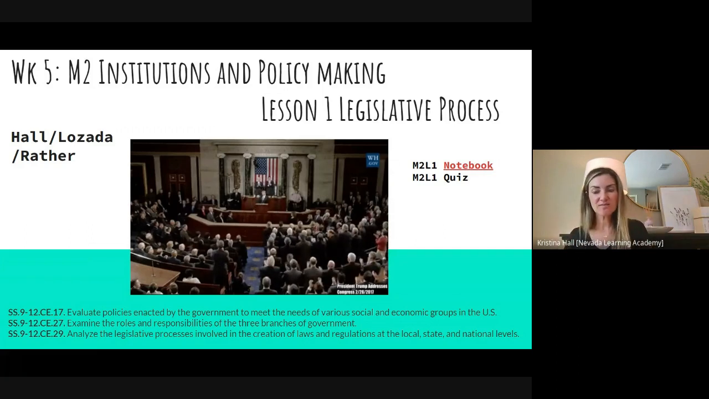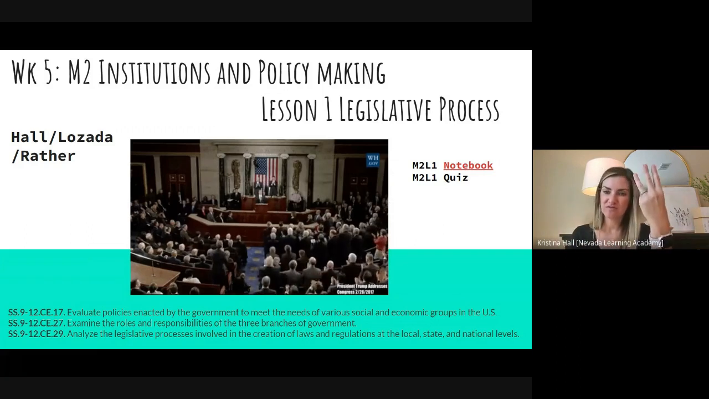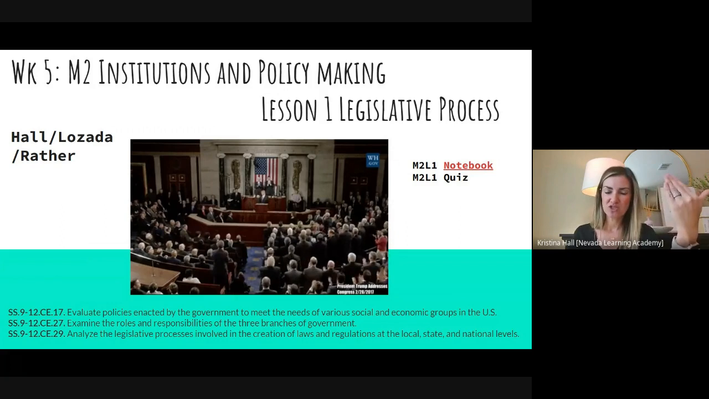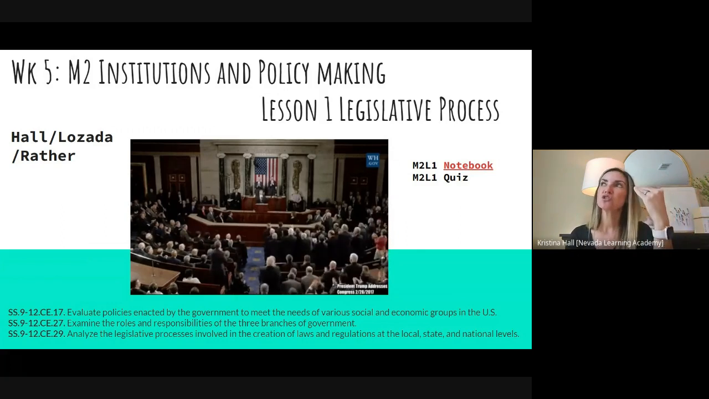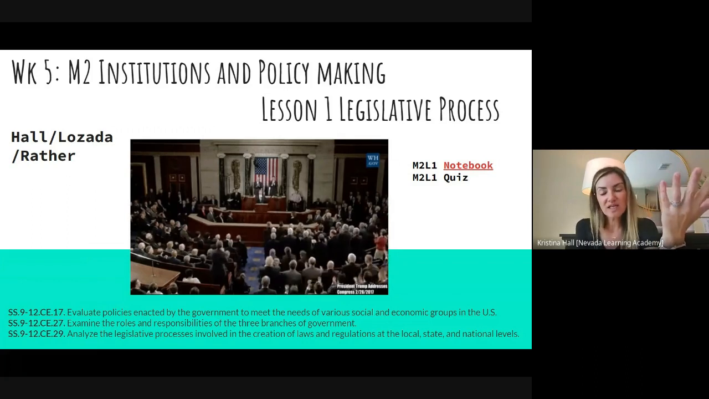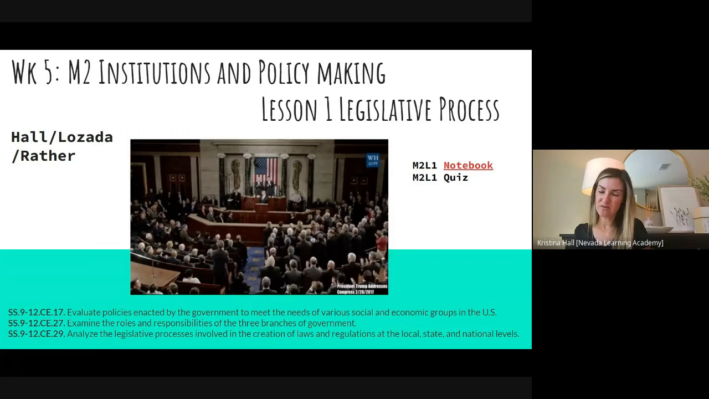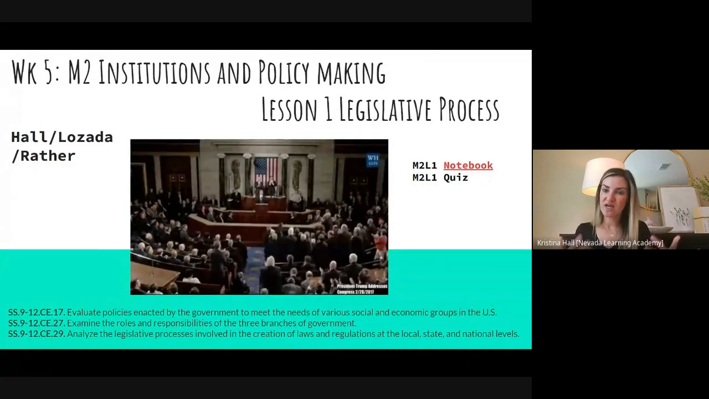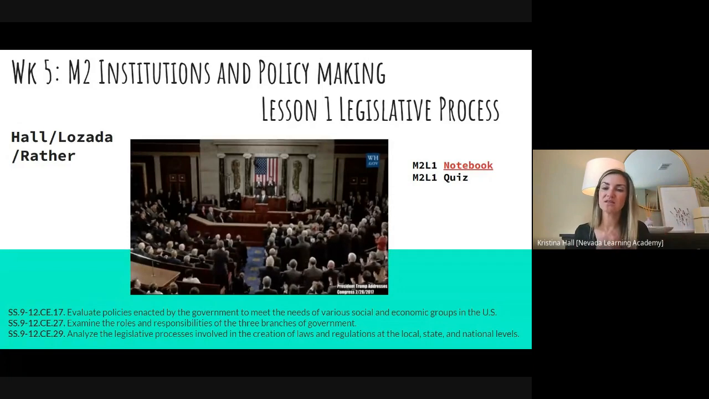So starting in this module, we're going to look at those 3 branches of government. When they wrote the Constitution, they created 3 branches of government to create checks and balances so that no one branch would become too powerful and to avoid basically Britain 2.0. We didn't want a tyranny. We didn't want a dictatorship. So we're going to look at each of those branches over the next couple weeks. This week, we're looking at the legislative branch.